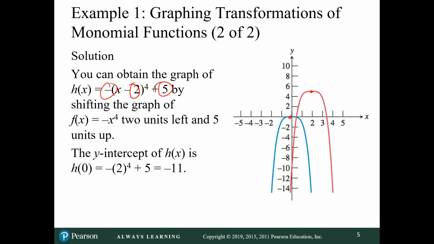Okay? To find the y-intercept, you put 0 in for x and you solve. To find the x-intercepts, you set the function equal to 0 and you solve. So the x-intercepts might be some wonky numbers. For this one, 0 equals negative (x minus 2) to the fourth plus 5. If you slide this over, it becomes positive: (x minus 2) to the fourth equals 5.